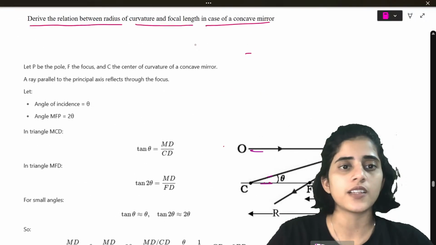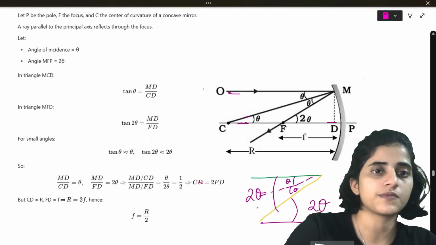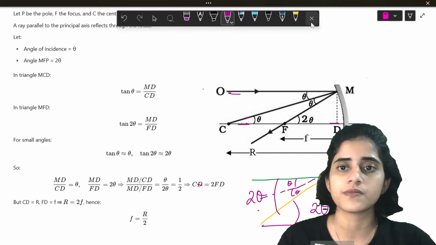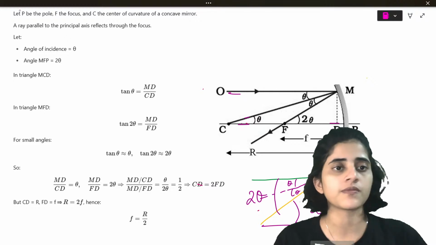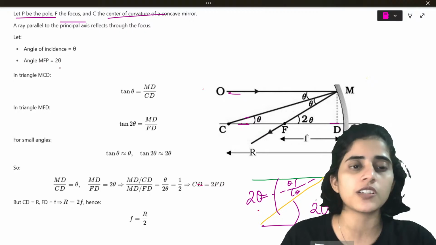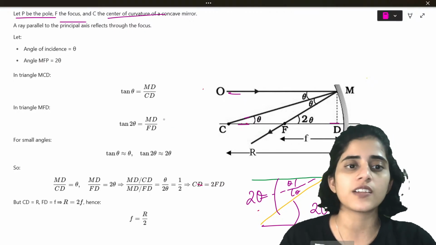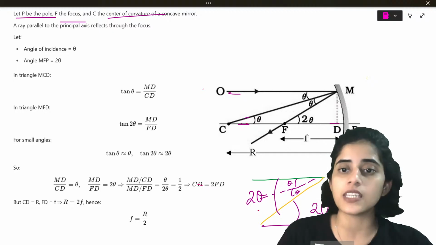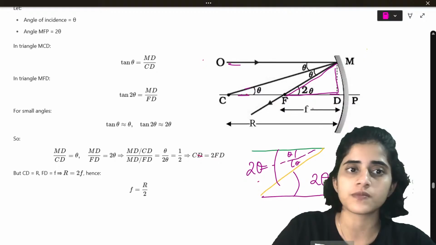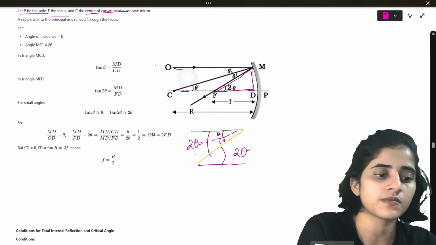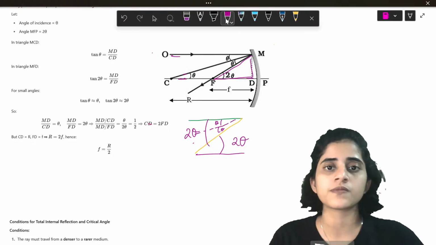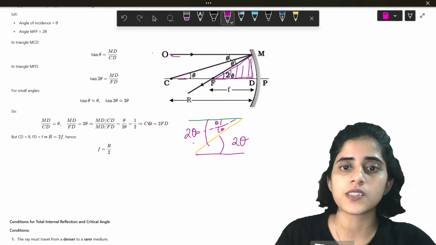Let's look at the derivation. Let P be the pole, F the focus, C the center of curvature, all of that. So first thing we will take is triangle MCD. Now can you see? Yeah, MCD.